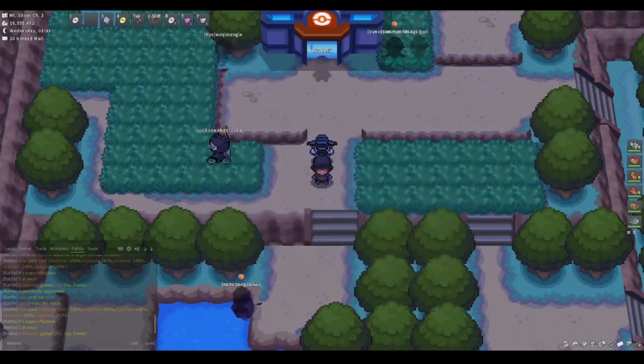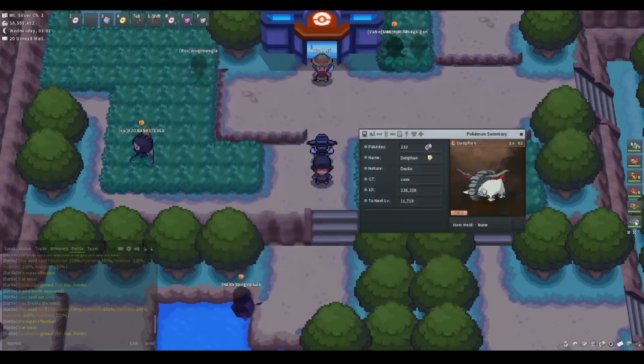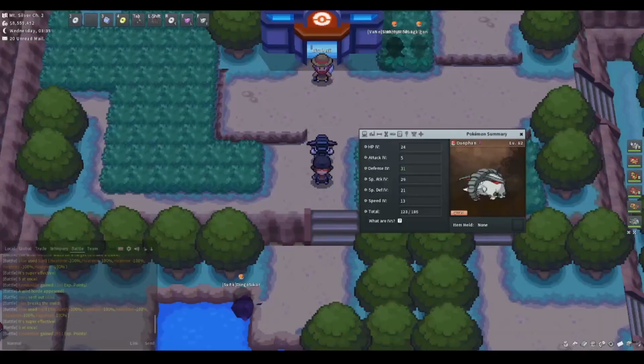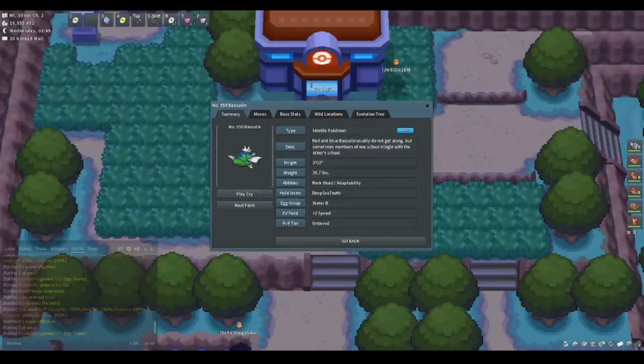And a fun little tidbit, the very first Donphan horde that I cleared had a Donphan that survived my Rampardos's Surf. It was holding a Passho Berry, and it had 24 HP IV, 21 Special Defense IV, and the highest possible level at 62. So that gave it enough bulk to survive the Surf. And that's pretty much in line with the calculations that I found, that about 1 in 800 Donphans will survive Surf.